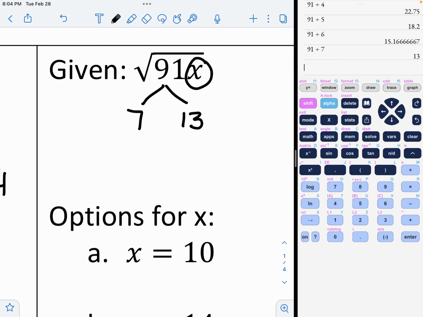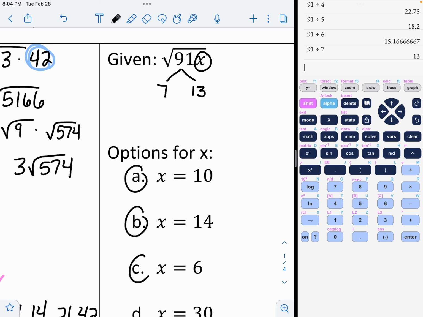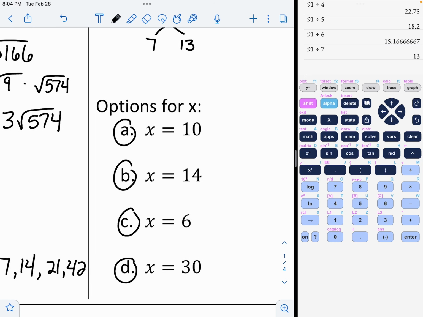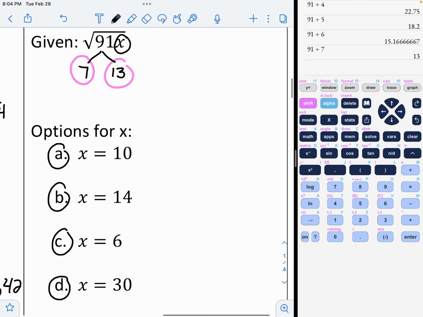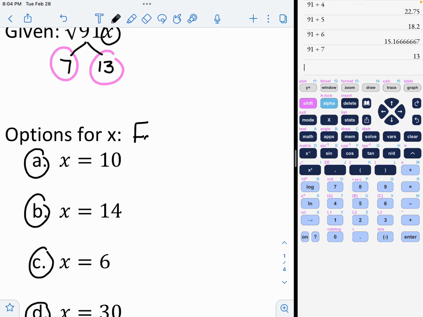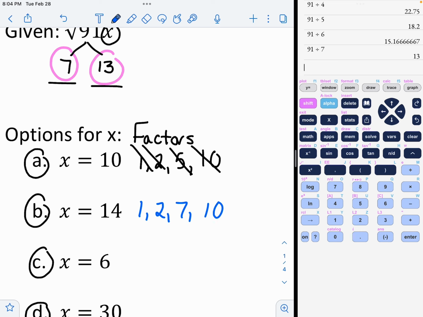So I need to figure out which of these multiple choice options shares a factor of 7 or 13. So let's talk about our factors of 10. Well, I know that 1, 2, 5, and 10 go into 10. None of those match my pink circles up there of 7 and 13. What goes into 14? My factors of 14 are 1, 2, 7, and 14. Excellent. See how I got a match of 7? That means option B is my option.